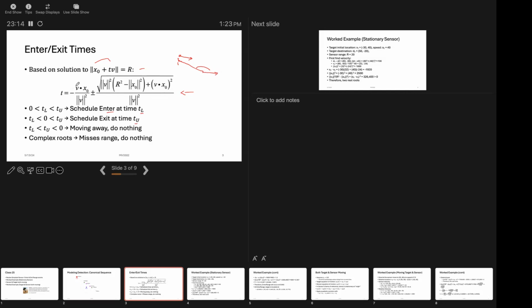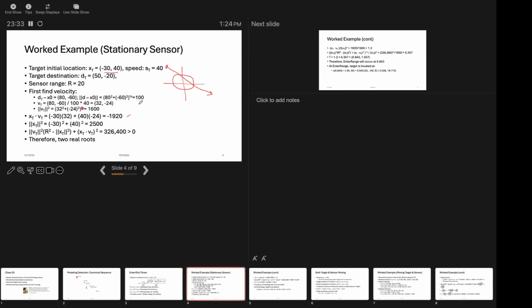So if this quantity is positive, then this quantity is going to be negative. But if this quantity is positive, that means we're actually moving away from the sensor. If we're roughly moving towards it, then it's going to be negative, and so negative and negative is going to be a positive. And we're going to see that when the numbers show up. So here's the inner product, minus 30, 32, 40, minus 24, and that's a minus 1920. So at least we have a positive thing there.